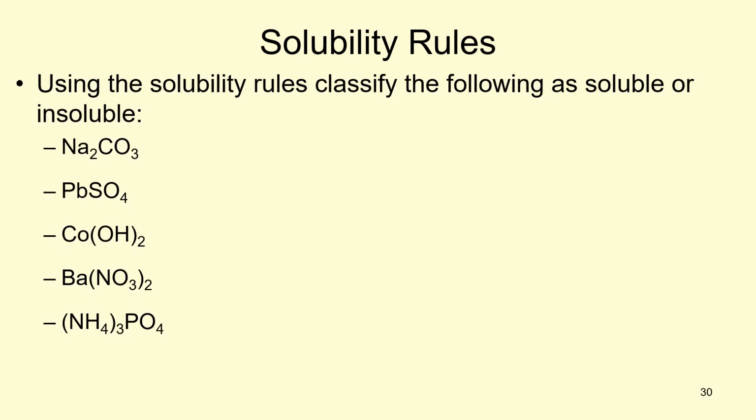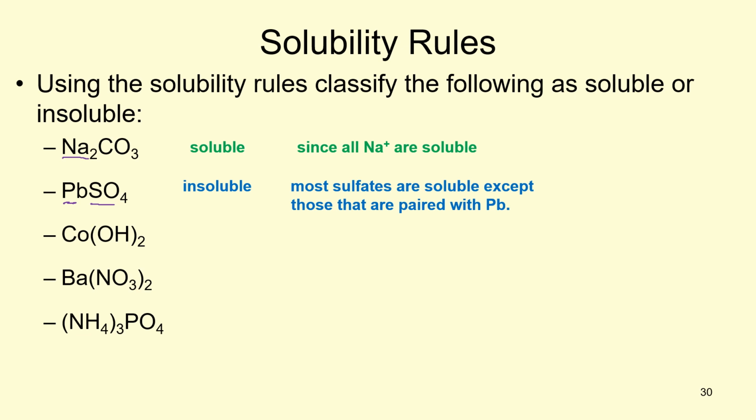So let's do a few practice problems. Decide if these compounds are soluble or insoluble. So Na2CO3. It's soluble because we've got Na, and anything with Na is soluble. Okay, PbSO4. Most sulfates are soluble, however, lead is one of the exceptions. So that is insoluble, not soluble.